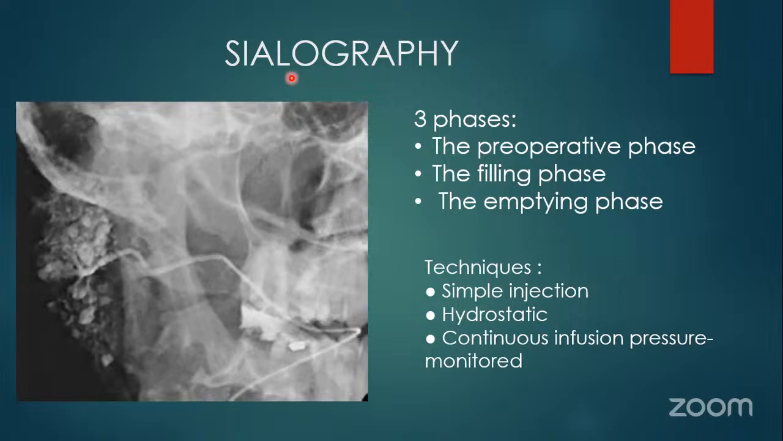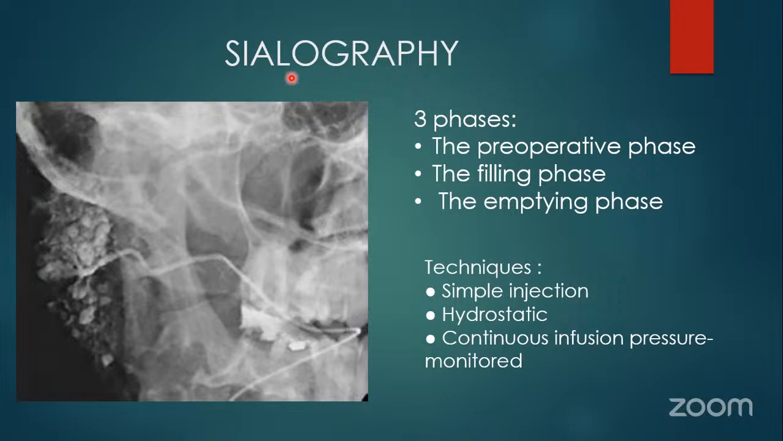Depending on the image that is visible on the radiograph taken after injecting the contrast medium, we'll be able to diagnose the pathology. We'll see how. So the scout image is the blank image without any contrast medium. For injecting the contrast medium, we have three main phases. The first is the pre-operative phase, that is before injection of the contrast medium, where the scout image is taken.